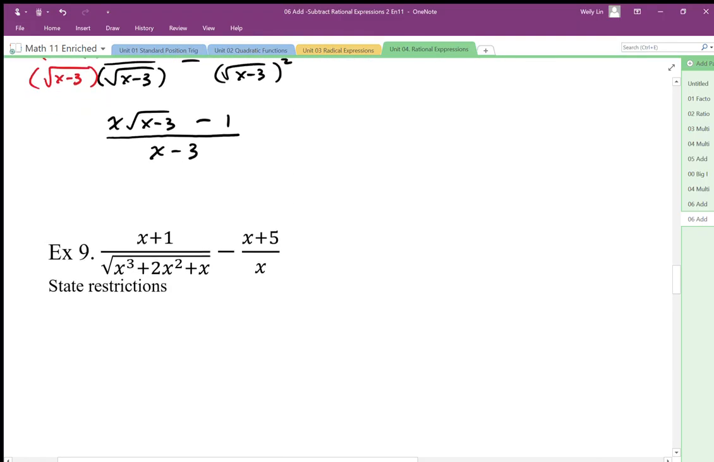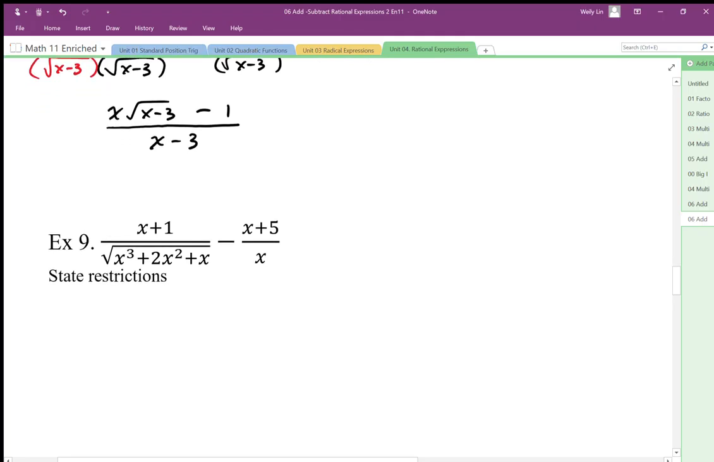So how about this one here? Again, we have square roots here. So let's factor the square root part of this first. Actually, let's state our restriction. Well, we need to factor before we state our restriction.